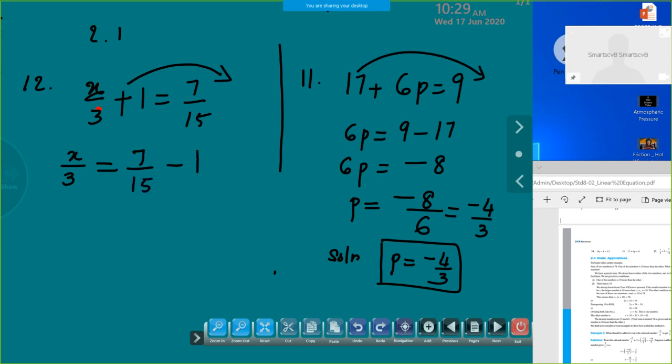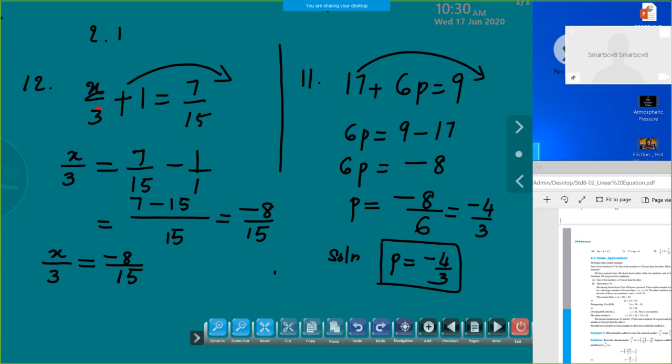Okay. Again I say fractions, addition, subtraction, everything we learned last year in 7th standard. But be careful. So it is 1 here. Okay. The LCM is going to be 15. How many times 1 goes in 15 is 15 times. So 7 minus 15. That's going to be minus 8 by 15. So we are getting x by 3 is equal to minus 8 by 15.